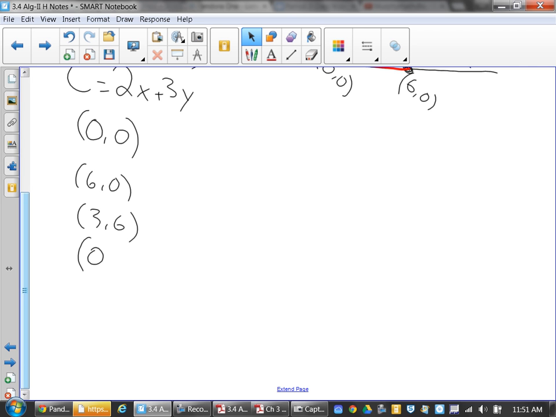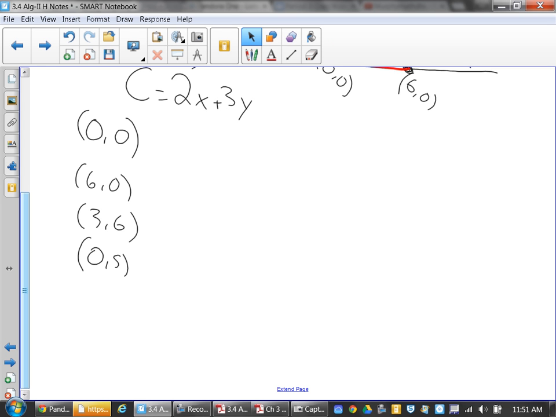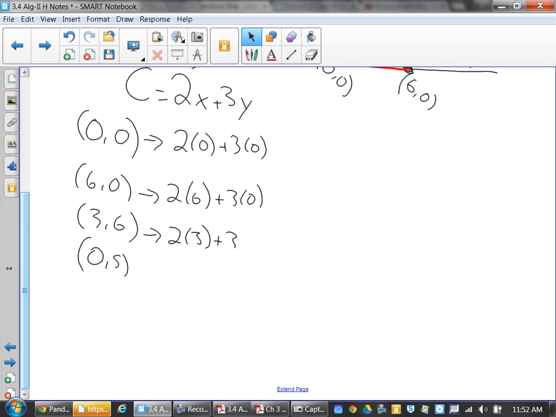Yeah. Thank you. And we're going to check it with this constraint function. We're going to substitute in 2 times 0 plus 3 times 0, 2 times 6 plus 3 times 0, 2 times 3 plus 3 times 6, and 2 times 0 plus 3 times 5. You're checking the value of each one of those ordered pairs in the constraint.